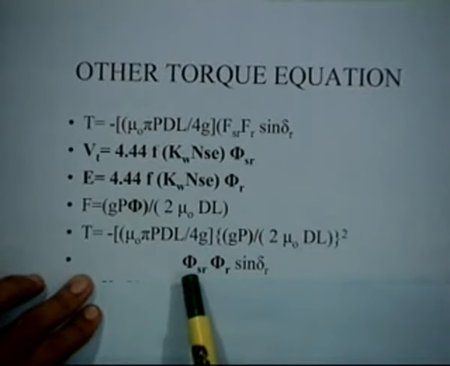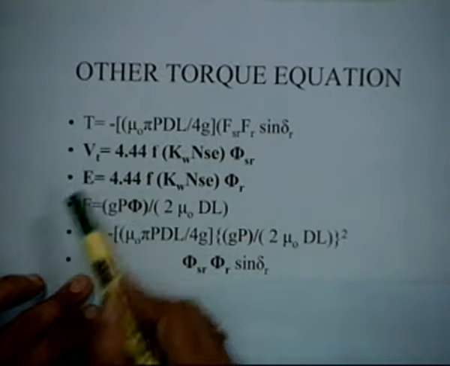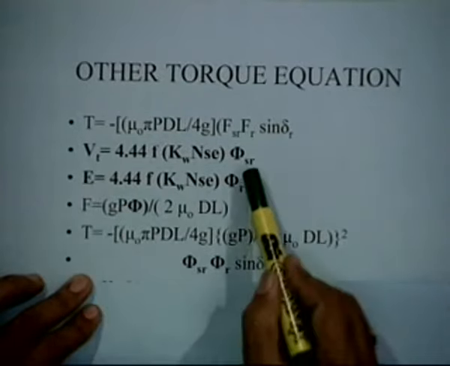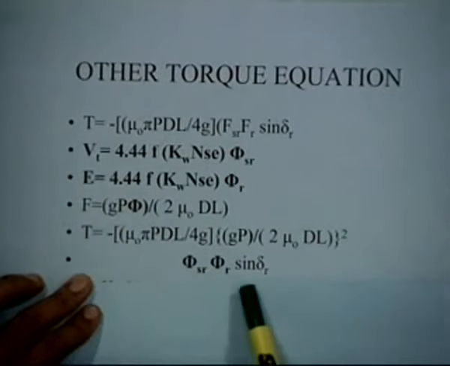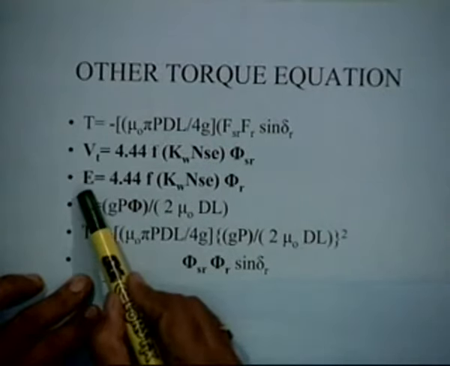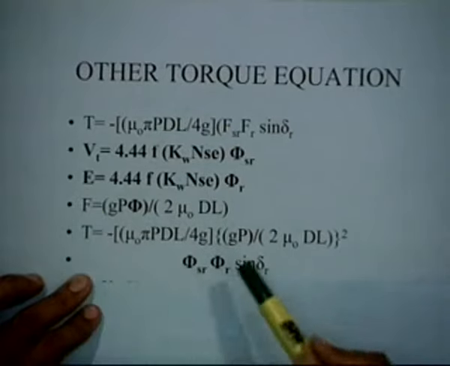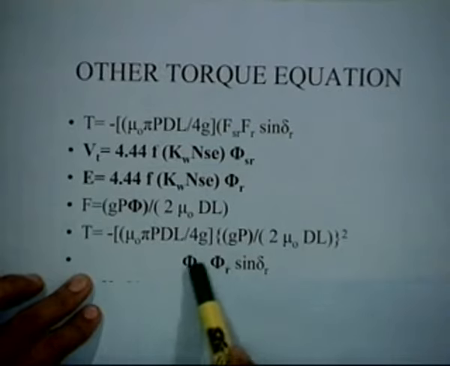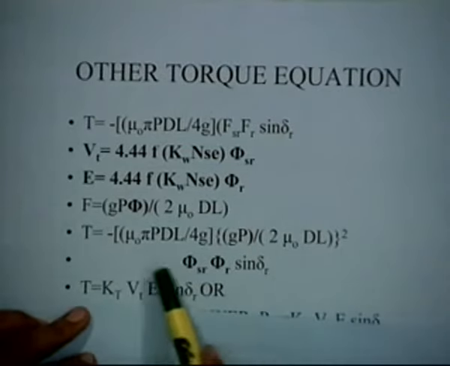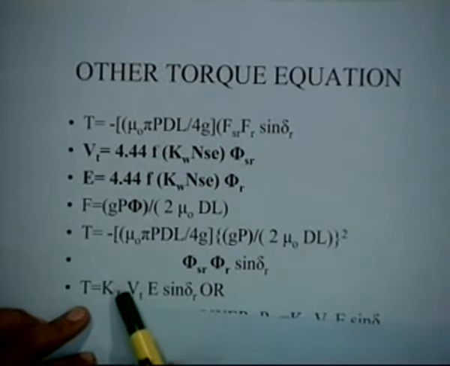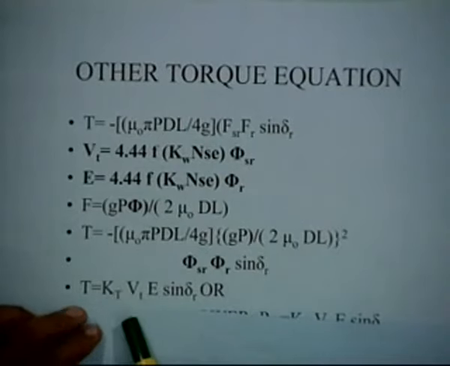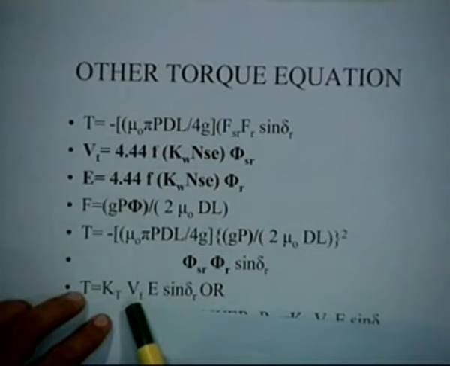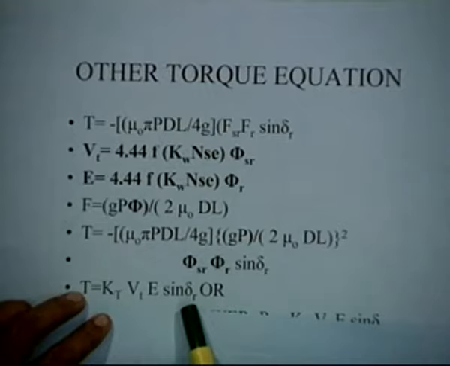But we know that phi SR and phi R, now what do they depend upon? They depend upon Vt and E. Phi SR is proportional to terminal voltage and phi R is proportional to no load voltage. No load voltage is that generated when Fs is 0. So, we substitute these two. Therefore, we can write this as some constant, let us say Kt, a torque constant, into Vt into E into sin delta R. So, this is called a torque constant.